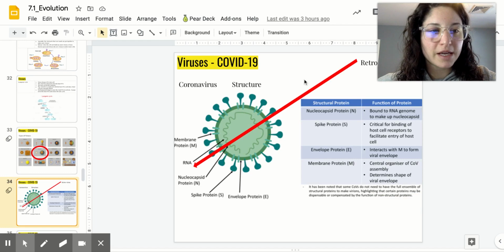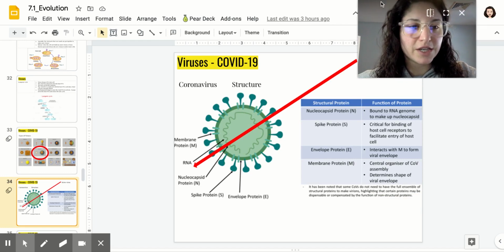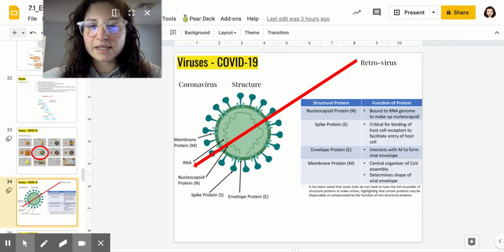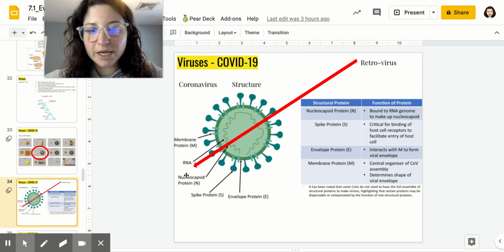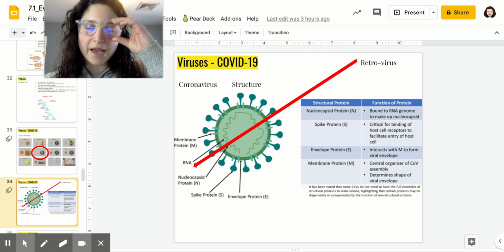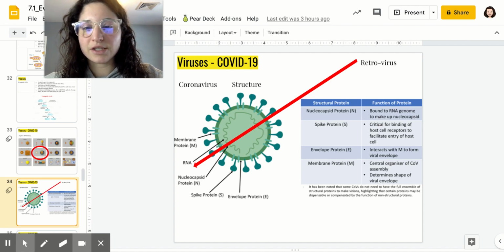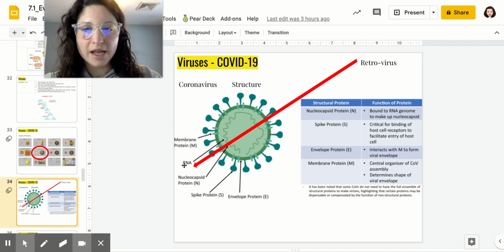Now, when we are talking about coronaviruses in general, it is known as a retrovirus, this right here. And that is because inside of this particular type of virus, inside of that capsid, it has its genetic information in the form of RNA instead of DNA, which adds an extra step for when that virus tries to infect one of our cells.